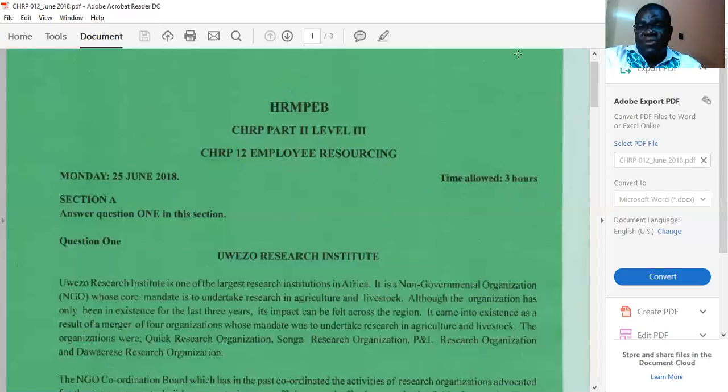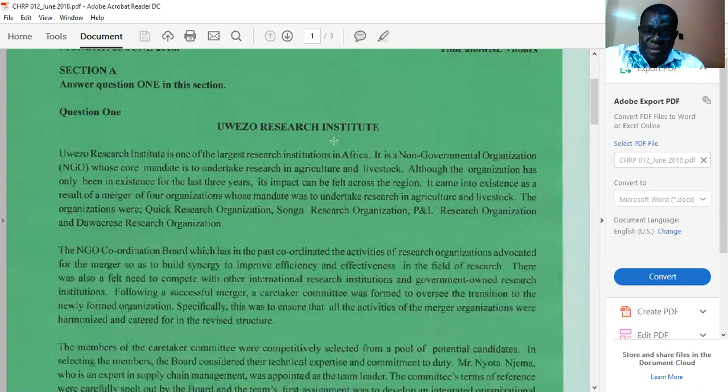So welcome to the session in which you want to revise the employee resourcing paper that was done in June 2018. Employee resourcing, the paper has two sections, section A, which has question one, and this section is compulsory. Then the paper has section B.